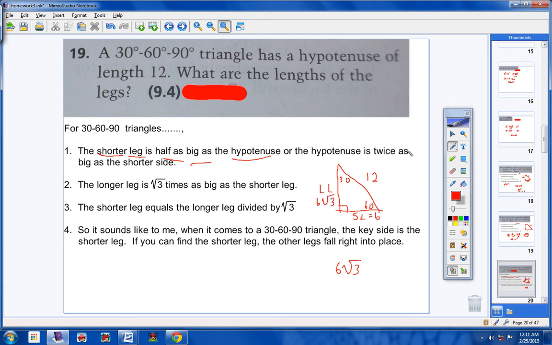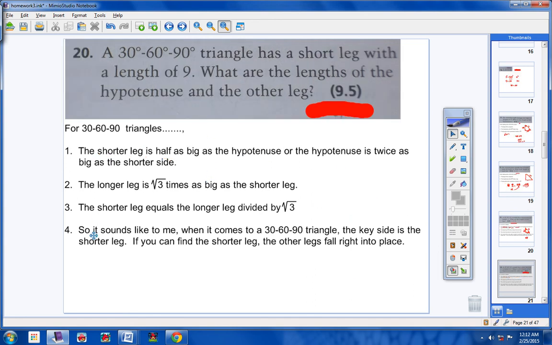Alright, let's go ahead and check these and continue on. Number 20, another 30, 60, 90 triangle. Now they're giving us the shorter leg, which is really nice of them. So here's my triangle. I'm going to call this 30, 60, 90. Now, across from 30 is your shorter leg, and they're telling you that the 30, 60, 90 triangle has a short leg with a length of 9. So this should be really easy, guys.